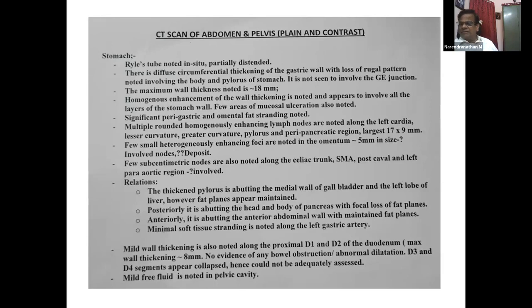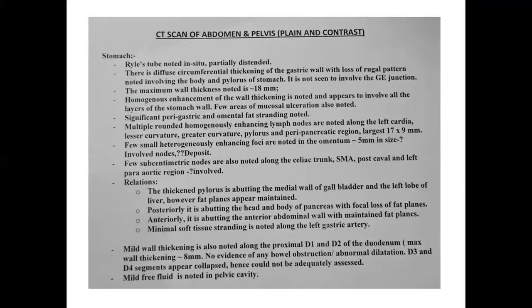Okay. So what is the sum total of the CT, Krishna Kumar? Sir, what is the overall inference after seeing the CT? There is diffuse circumferential thickening of the gastric wall, with loss of rugal pattern. Which part is involved? Body and pylorus of the stomach. Okay, so that is the involvement of the wall. What about the other findings?